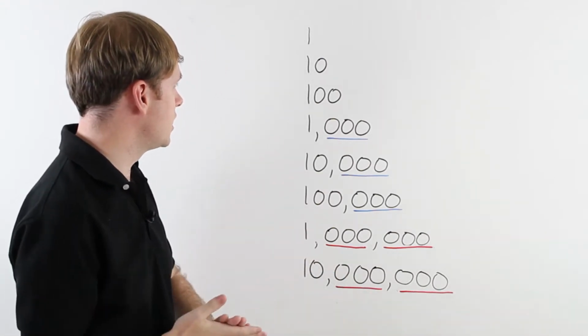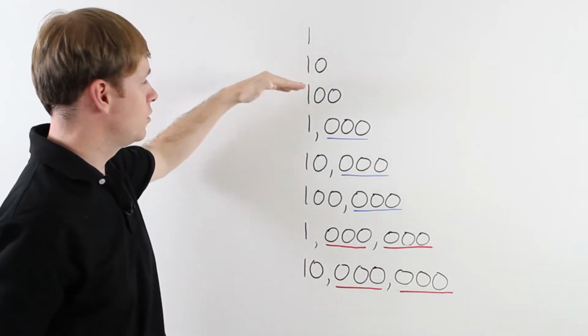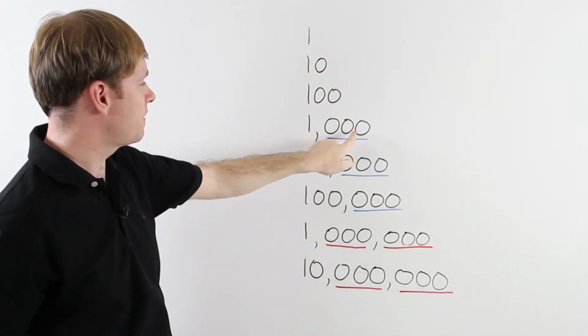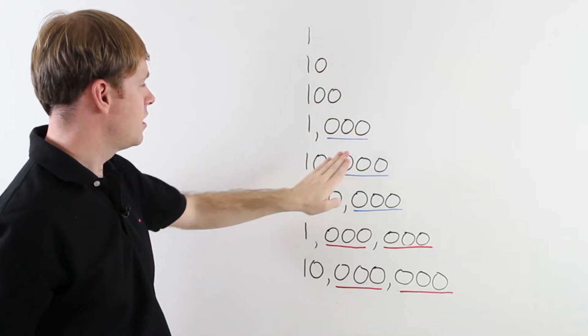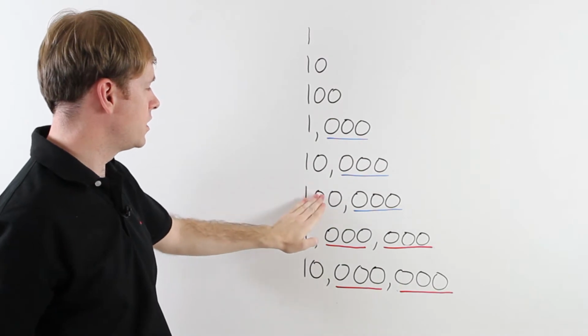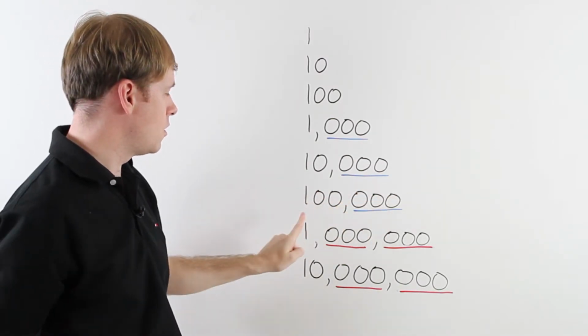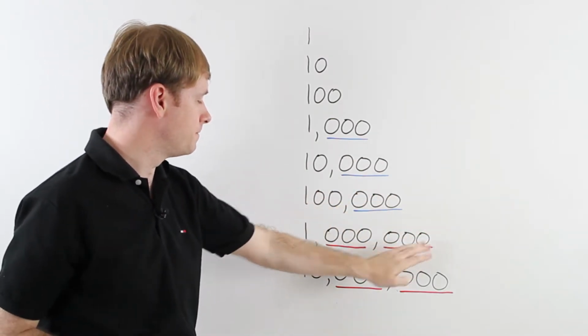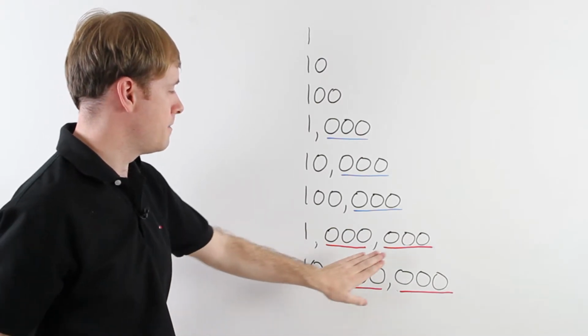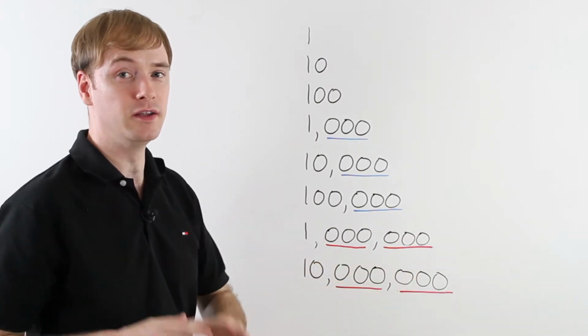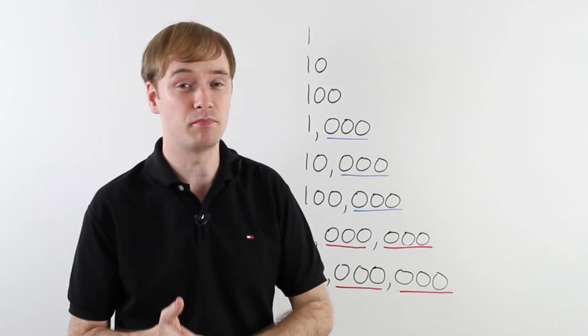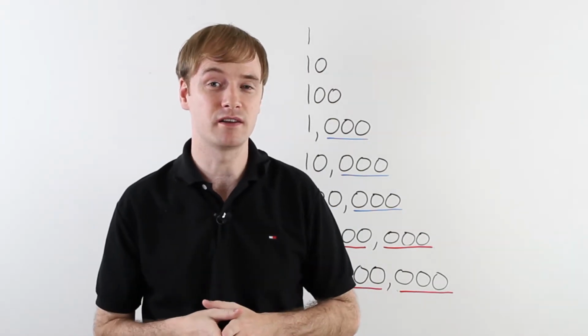Let's go through this again. 1, 10, 100, 1,000, 10,000, 100,000, 1,000,000, and 10 million. Okay, I know it's difficult. It takes a lot of practice. So let's go do some practice right now.